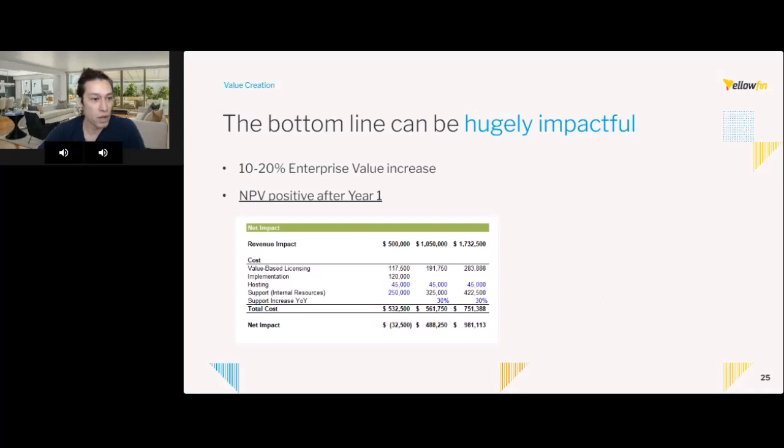So this is a really cool example. This is a template that we've built that we will distribute to everyone on this call, that you can take a look at and play around with, see what the differences are between traditional versus value-based pricing. Based on your assumptions, you can change hosting costs, support costs, whatnot, and see what the net impact will be in the first 3 years.